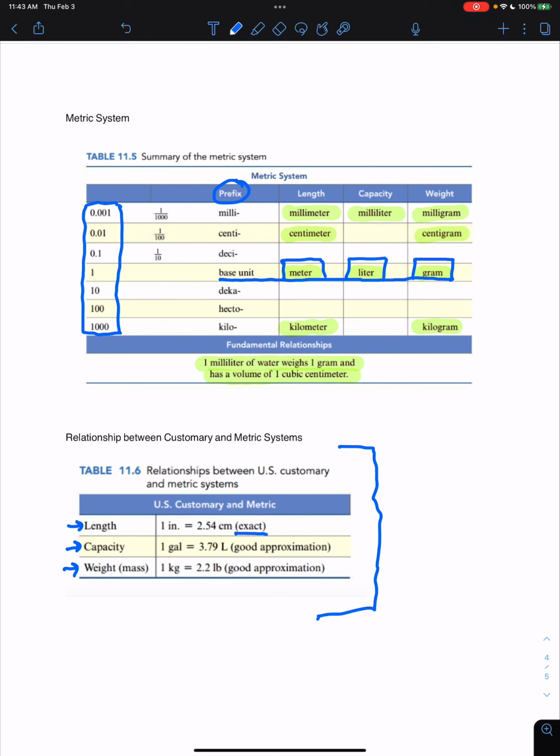1 kilogram is approximately 2.2 pounds. So again, some relationships so that if you're not as familiar with the metric system, you can kind of gauge how big things are in the metric system compared to what you may be more familiar with in the US customary system.